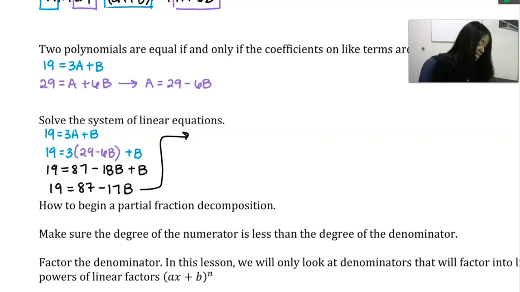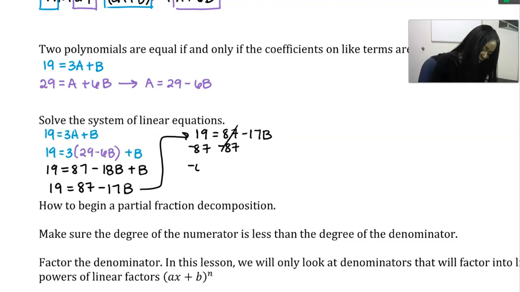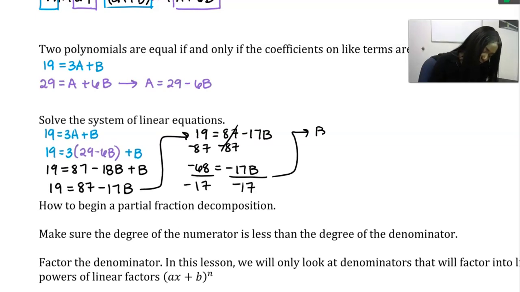I'm going to subtract 87 from both sides. I'll just rewrite this equation so you can see where I'm subtracting the 87. So 19 minus 87 is a negative 68. So we have a negative 68 equals negative 17b, and then we will divide both sides of the equation by negative 17 to get the b by itself. And we get that b is equal to a positive 4.